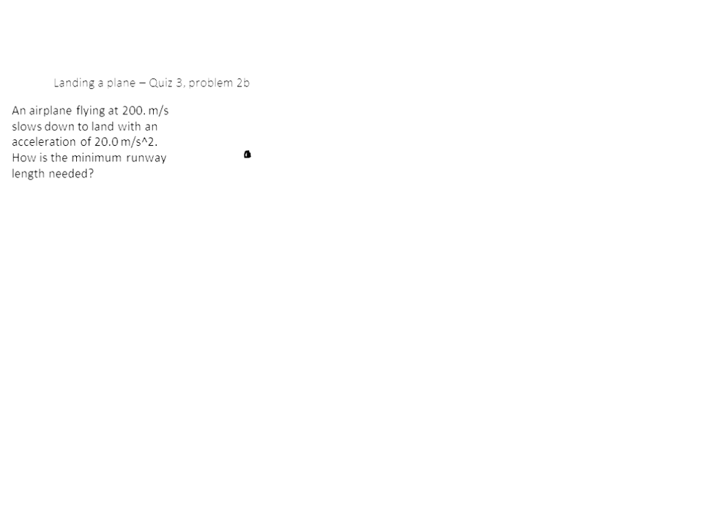So we've got our airplane flying. It's flying at an initial velocity of 200 meters per second. It slows down to land. And what's the minimum length of runway needed? I guess what I didn't say here is we assume the plane comes to rest, so it doesn't say what's the minimum runway length needed to crash into the trees at the end. So our final velocity then is zero.